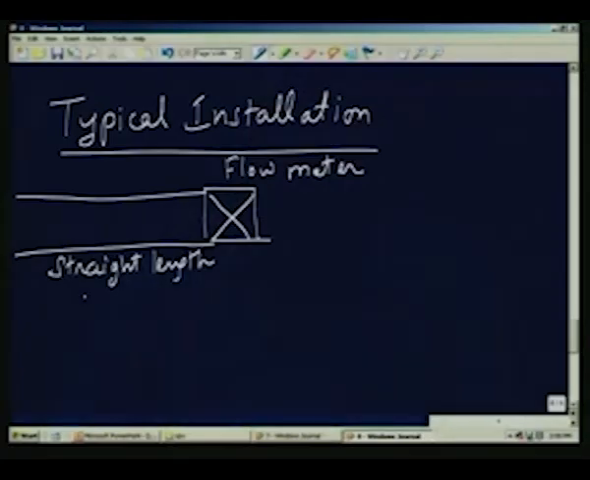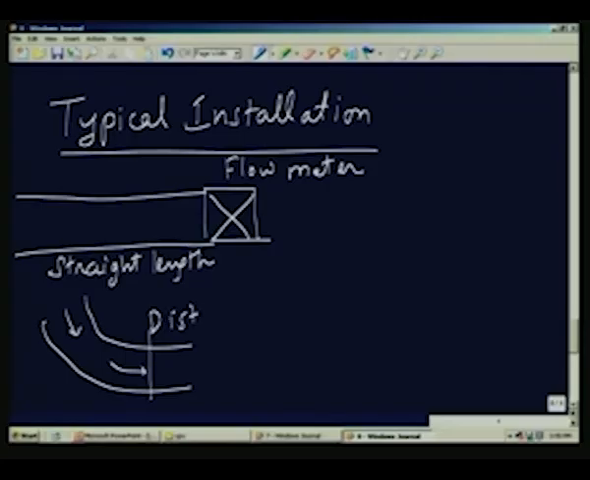For example, if I have a bend like this, there will be secondary flow and the flow will be disturbed here. There is this disturbed flow. Therefore, we should avoid putting the flow meter right next to a bend, very close to the bend. So, we require maybe 20 to 50 diameters of the pipe, or maybe more depending on the installation.